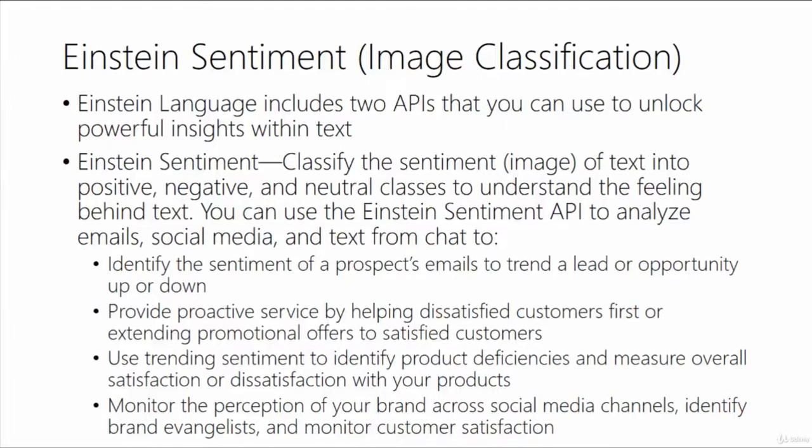So very powerful. Third, we can use the trending sentiment to identify product deficiencies and measure overall satisfaction, or on the other hand, dissatisfaction with products. And finally, we can use the Einstein sentiment to monitor the perception of the brand across social media channels, identify brand evangelists, and monitor customer satisfaction.